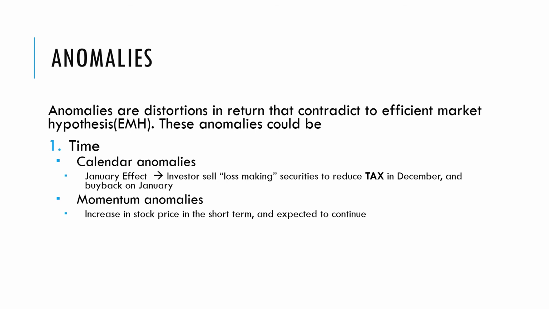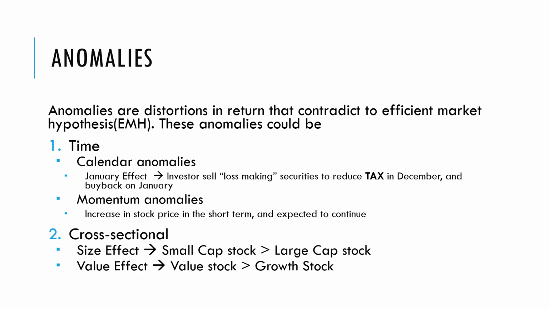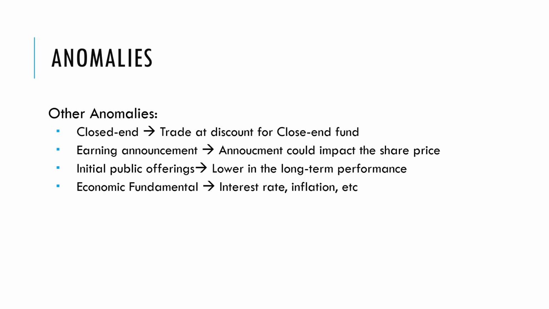For example, the January effect: investors tend to sell in December and buy back in January to reduce tax. For the momentum effect, short-term increments would generate a longer-term increment effect. Size effect: small capitalization stocks tend to outperform large capitalization stocks. And value stocks tend to outperform growth stocks. Other observations include closed-end funds, earnings announcements, IPOs and economic fundamentals that could impact stock prices.